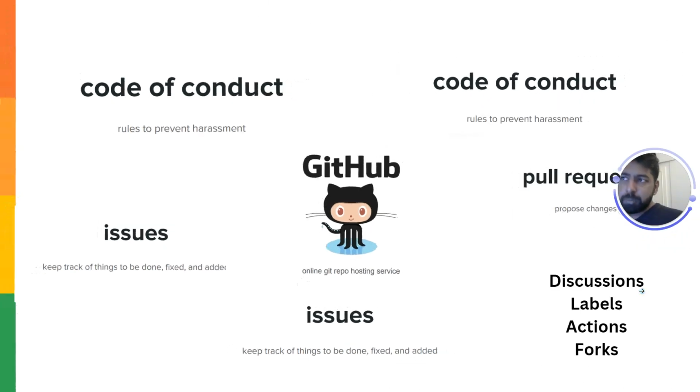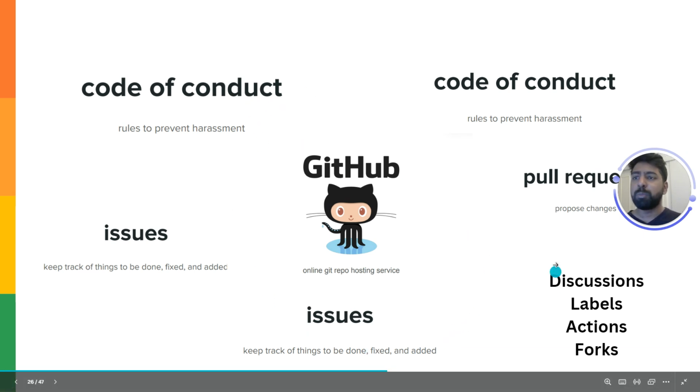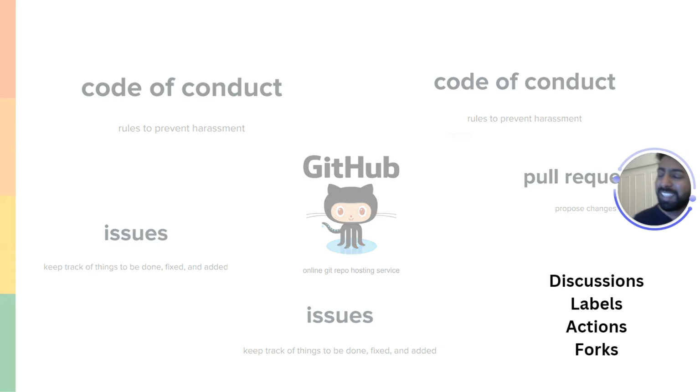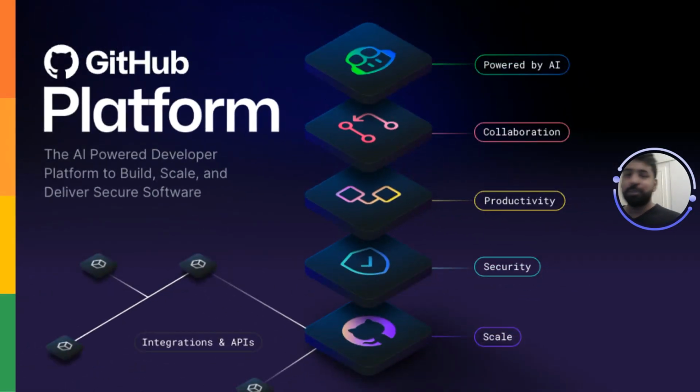So GitHub, as I told you, comes with a lot of other terminology. In Git, we learned a lot of terminology like SHA, hashing, objects. So I hope you guys remember it. If you forget, just go back to the video and watch it. In this video, we're going to learn about a lot of terminology like what are issues, pull requests, code of conduct, discussions, labels, actions, forks. There are a lot of things. All right, so let's understand how things are working.